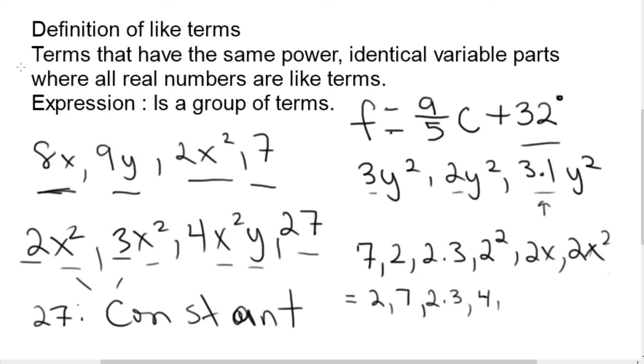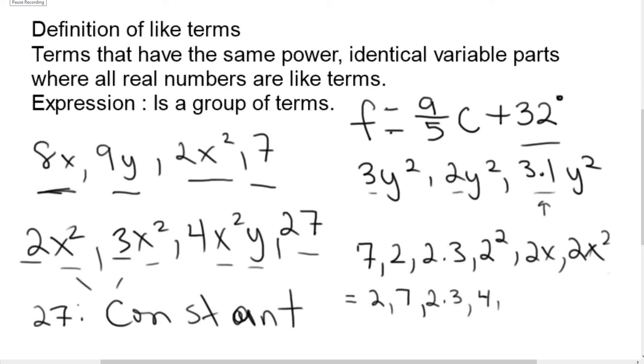And so we also learned, with the given definition of like terms, how to identify like terms in an expression. So in the first one we had 8x, 9y, 2x squared, and 7. And we found that there were no like terms there. 8x and 2x squared were the closest, but the powers are different. So by definition, they're not like terms.